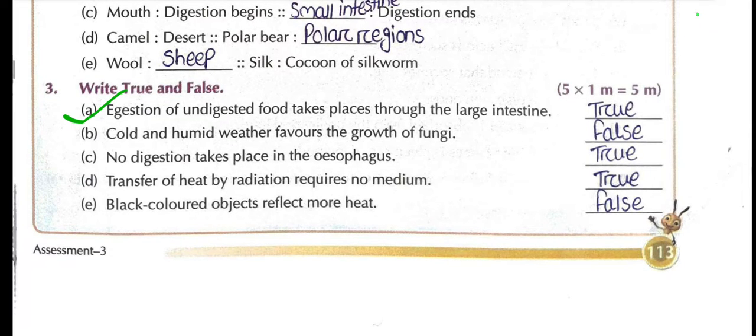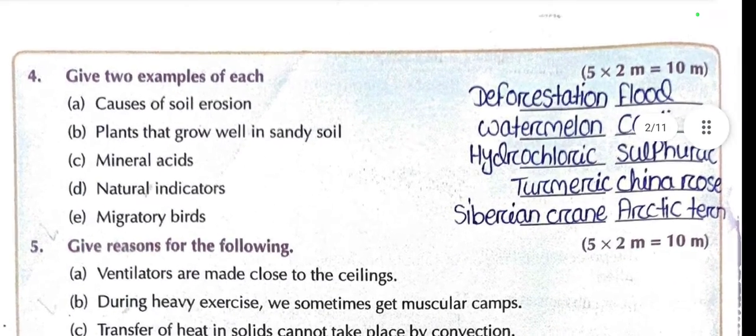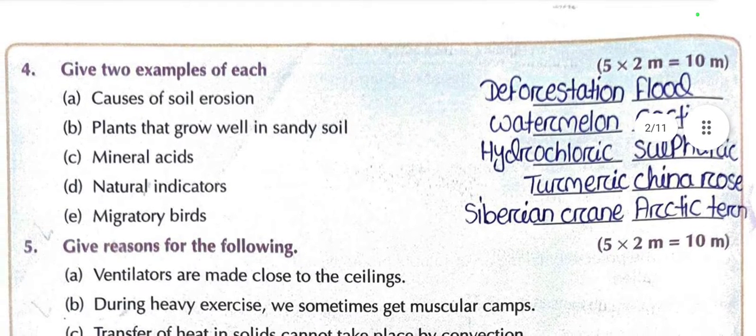The next question: egestion of undigested food takes place through the large intestine. True. Cold and humid weather favors the growth of fungi. True. No digestion takes place in the esophagus. False. Transfer of heat by radiation requires no medium. True. Black colored objects reflect more heat. False.